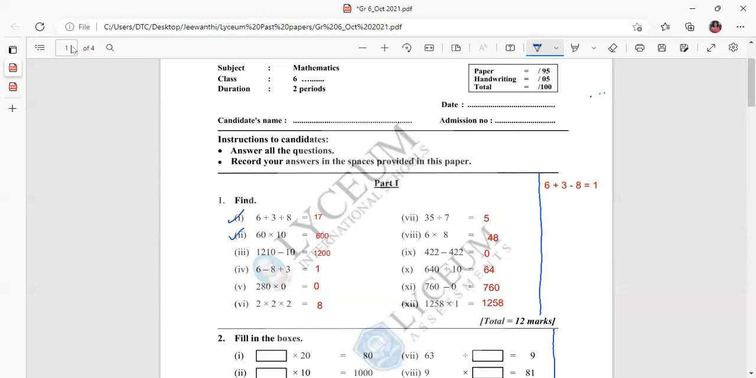100 and 1000. When you multiply a particular number by 10, 100 and 1000, what happens? You add zeros according to the number of zeros you have. If it is 10, you add only 1 zero. If it is 100, you add 2 zeros. If it is 1000, you add 3 zeros, right?